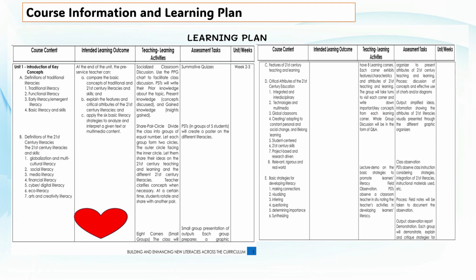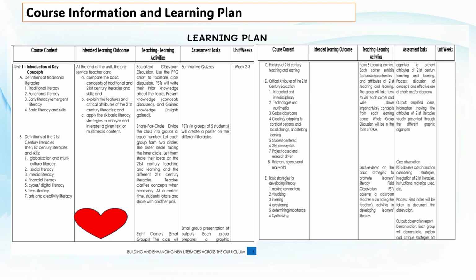Part A, Traditional Literacies. We begin with definitions of traditional literacies. These include traditional literacy, the ability to read and write. Functional literacy, the ability to use reading and writing in everyday life. Early or emergent literacy, the foundational skills developed in the early years. Basic literacy and skills, the essential competencies for communication and learning.